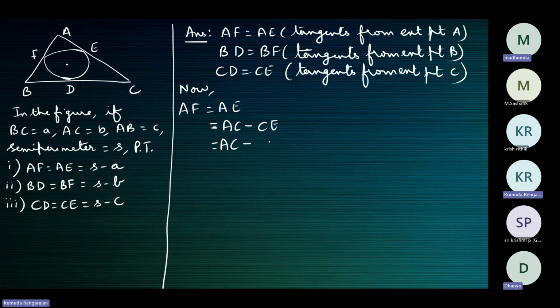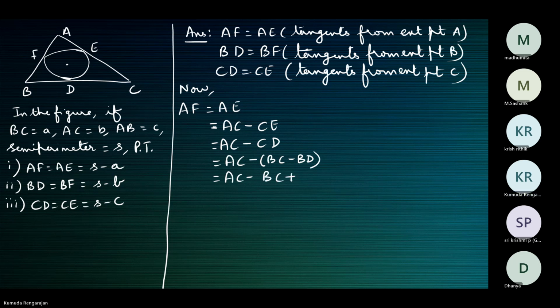CE is equal to minus CD, ma'am. DC, ma'am. CD. And CD is equal to BC minus BD. Correct. So in bracket CD is equal to BC minus BD. Open the bracket.